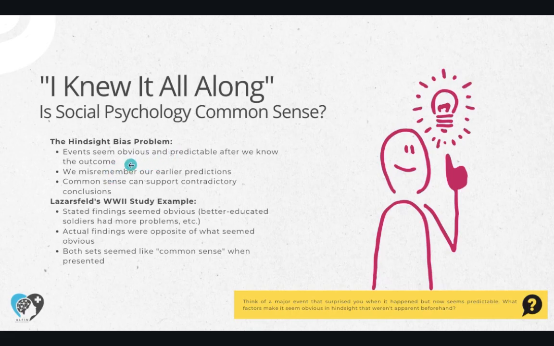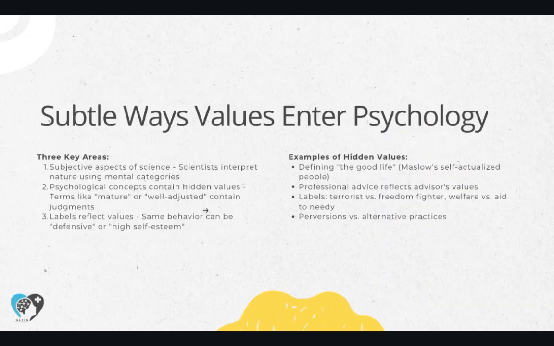I'll share a very good example highlighting this. After World War II, Paul Lazarsfeld researched whether social psychology is really just common sense. He presented some statements or research findings. Research finding number 1: better educated soldiers had more adjustment problems than less educated ones. Meaning, the soldiers who were better educated had a harder time adjusting to soldier life than the less educated ones.